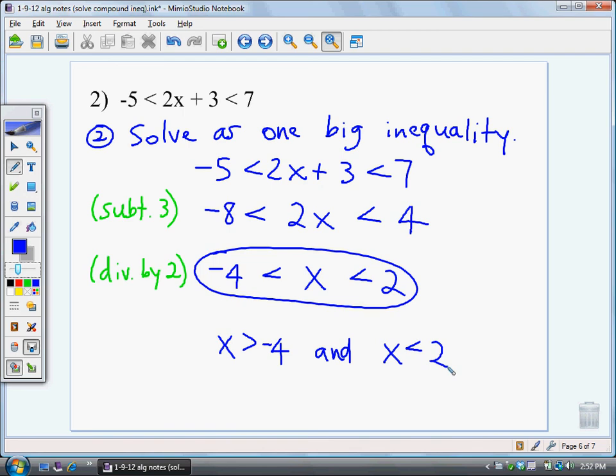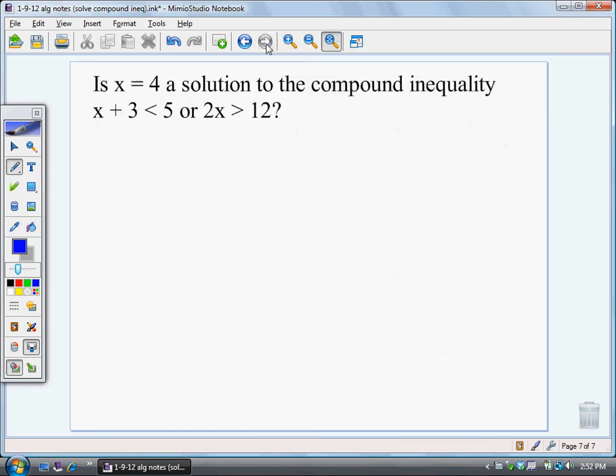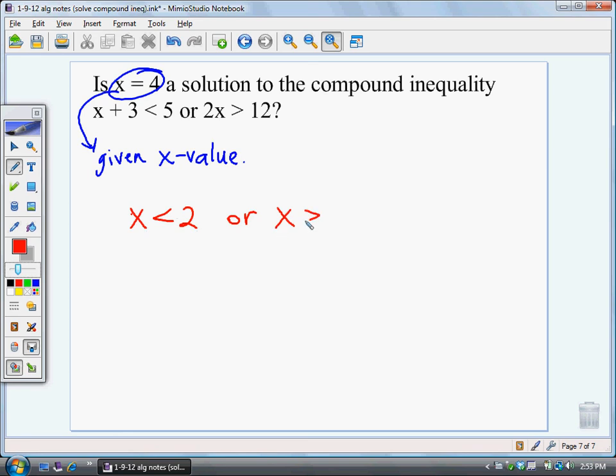Now, the last example that I have is: is x equals 4 a solution to the compound inequality x plus 3 is less than 5, or 2x is greater than 12? Okay, well, on this one, you have a given x value. This is the given x value. And in your homework, they give you a question or two like this. All you have to do is solve the inequality. So if I first solve the first half of it, x is going to be less than 2. Or when you divide by 2, you get that x is greater than 6.